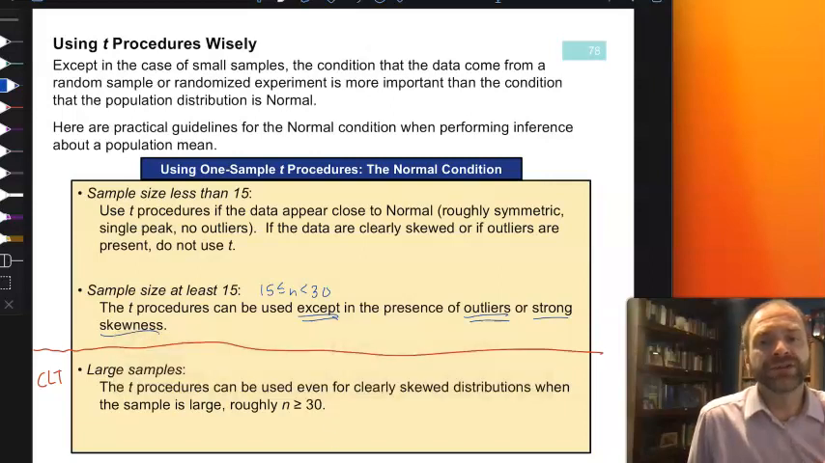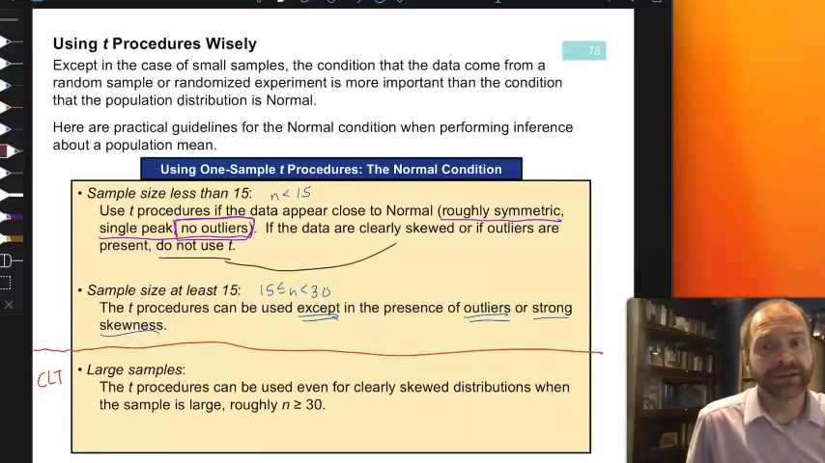So then you go into the idea of what if it's less than 15? If it's less than 15, I mean, it's got to be like perfect. So you can have no skewness at all. You can have no outliers. If it is clearly skewed, or if there are outliers, you can't do it because your sample size is so small. So it has to be roughly symmetric, single peak, no skewness, no outliers. And like I said, this is kind of outlined on that handout a little bit better. So keep that in mind.